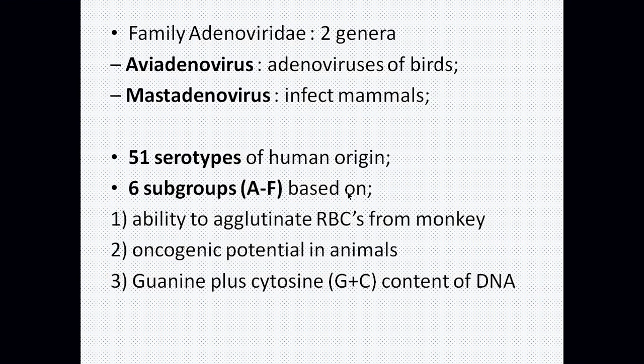The family adenoviruses has two genera: Aviadenoviruses and Mastadenoviruses. Aviadenoviruses, where avi means avium, cause infections of birds. The Mastadenoviruses infect mammals. There are 51 serotypes of human origin noted for adenoviruses, and they have been grouped into six subgroups, 1 to 6, also known as groups A to F.